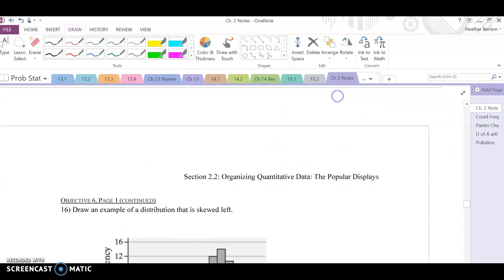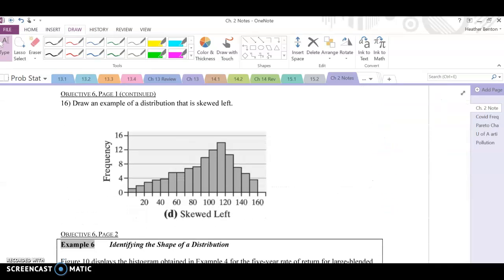All right, and then the last major category would be a distribution that is skewed left, and same idea. It's counterintuitive. It's the opposite of what you would think it would be. The tail is on the left, but the majority of the data is on the right. The peak is on the right.